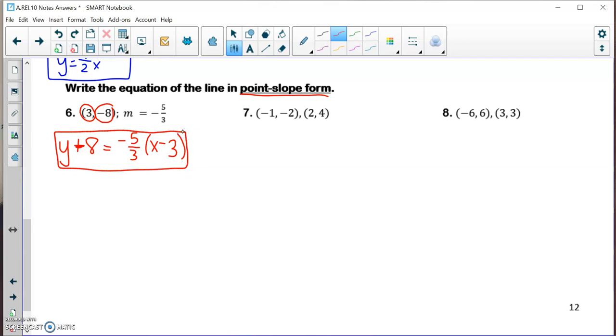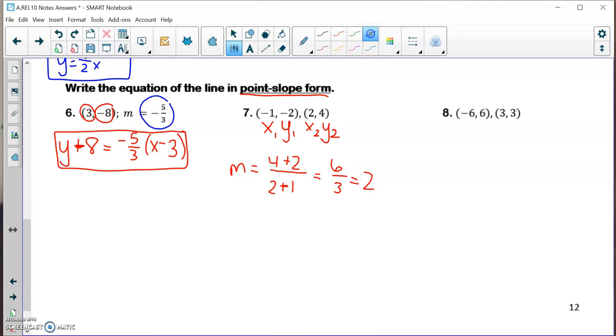Now numbers 7 and 8, this time you don't have the slope like you did in number 6. So we do need to find the slope. So I have x1, y1, x2, y2. Using the slope formula, I have y2 minus y1, minus a negative 2 is the same thing as a plus 2, over x2 minus x1. 2 minus a negative 1 is the same thing as 2 plus 1. So I have a 6 over 3, which is a slope of 2.